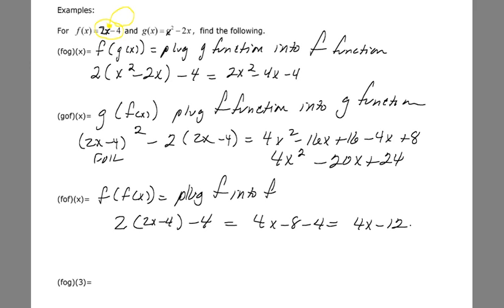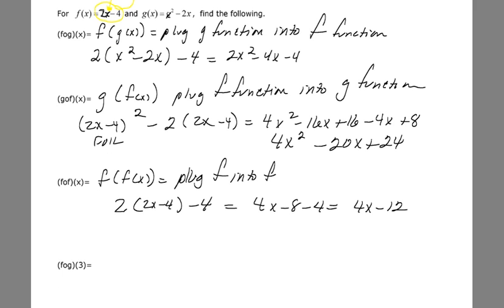Just cleaning that up, combining terms. Finally, the last one on this sheet. F circle g, instead of f circle g at x, we're looking at f circle g at 3. So that means notation, it's f parenthesis g parenthesis 3. Well, just like with any set of grouping symbols, order of operations prevail, and we want to do the inside first.